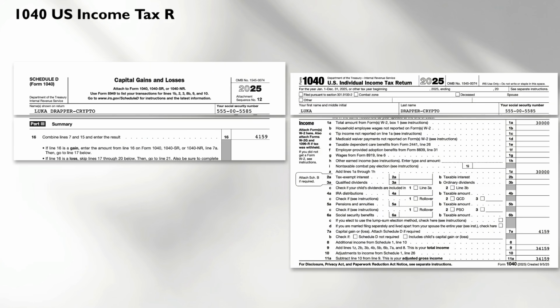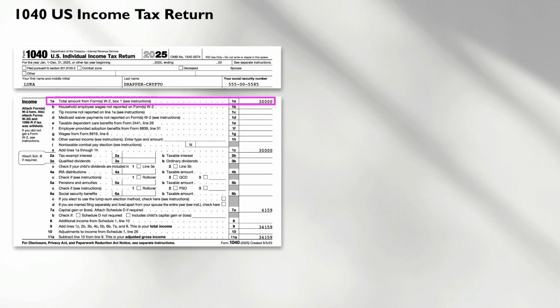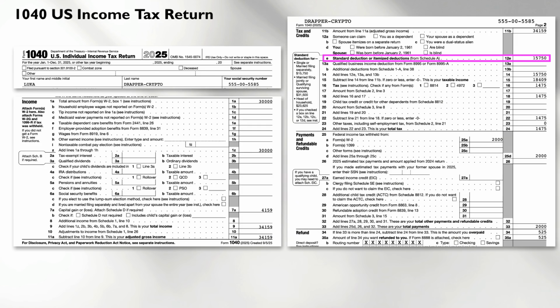Now let's go back to our example. The total from Schedule D flows to Form 1040 on line 7, capital gain or loss. In our example for Luca, that amount is $4,159. It is then added to his wages of $30,000, giving him an adjusted gross income of $34,159. On page 2 of 1040, we subtract the standard deduction of $15,750 for a single filer, which would bring Luca's taxable income to $18,409.